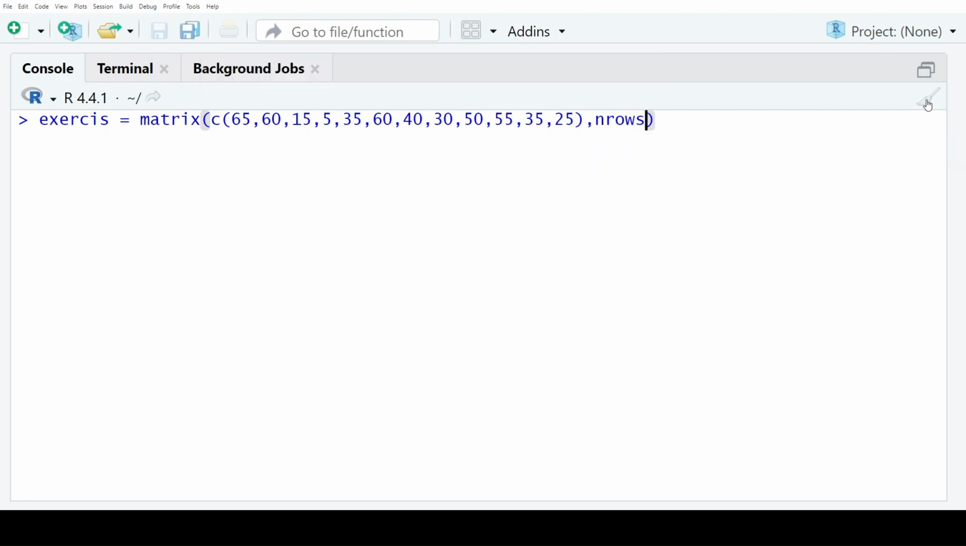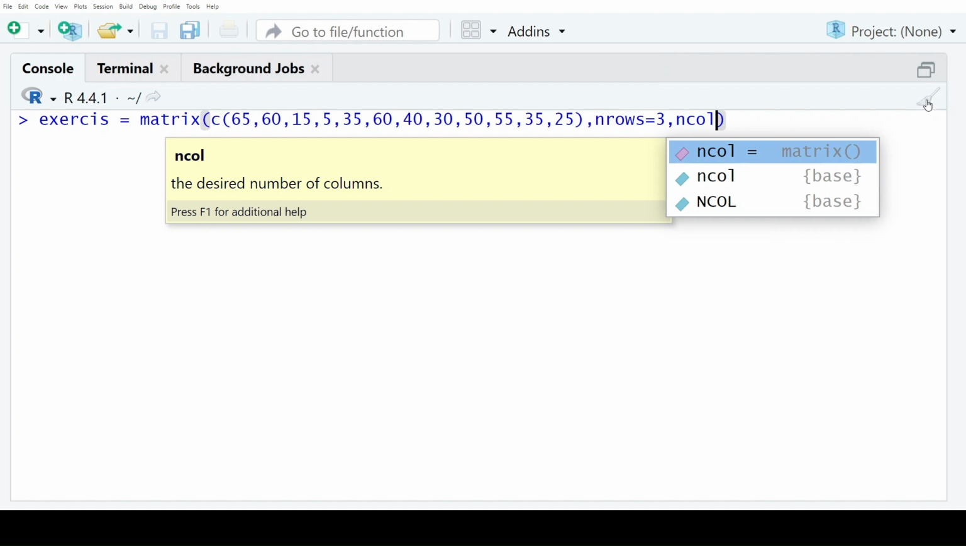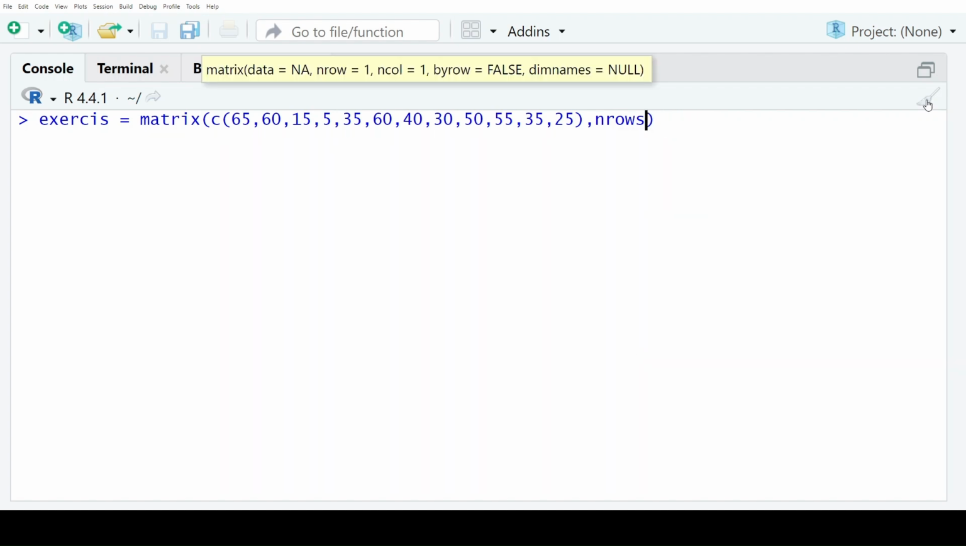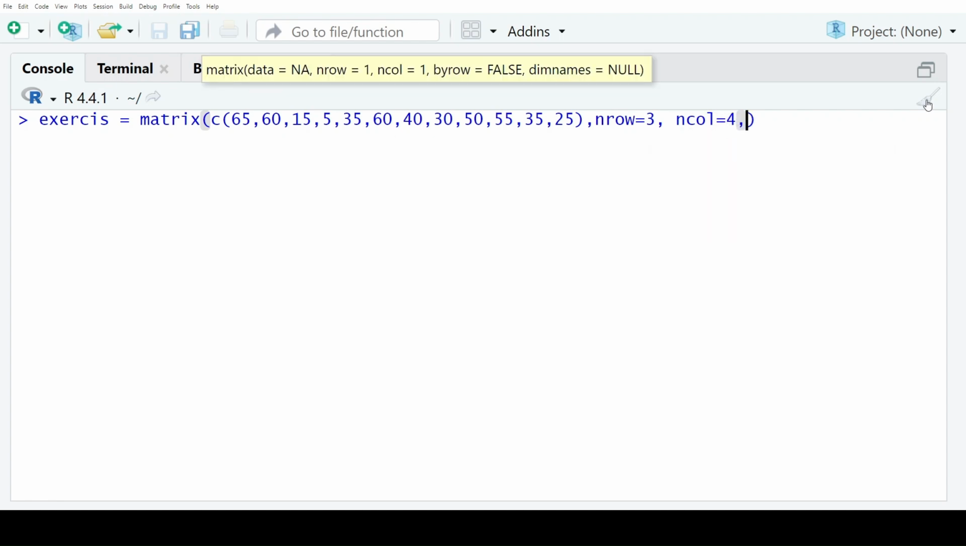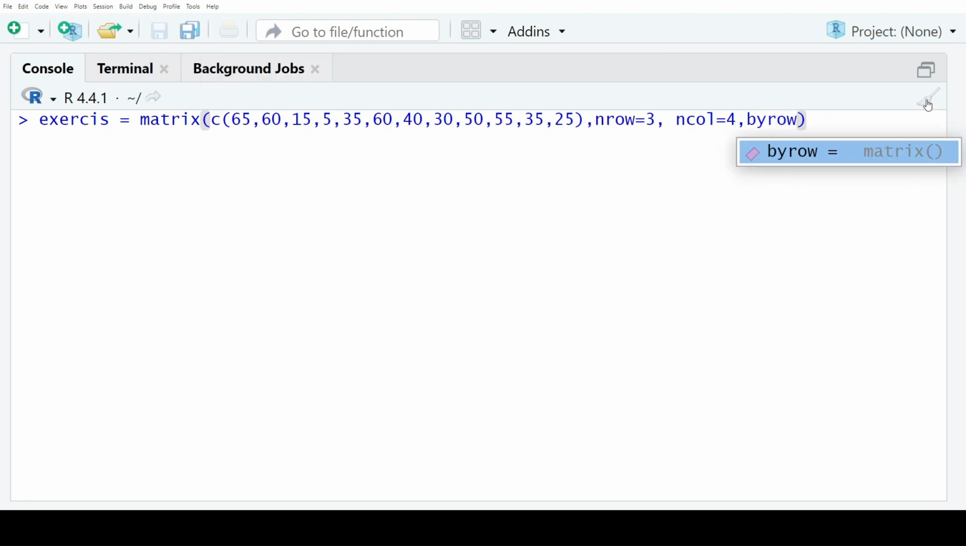Number of rows equals 3. Number of columns. Oh, notice how I put an S on row. That would have given me an error. N row equals 3. N col equals 4. And by row, because I went left to right, equals true.